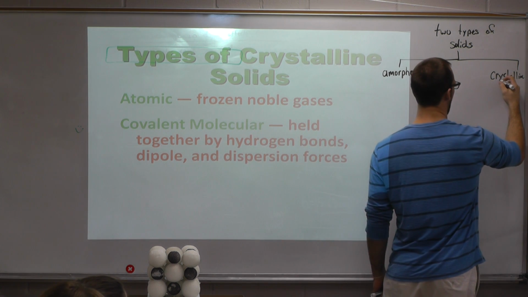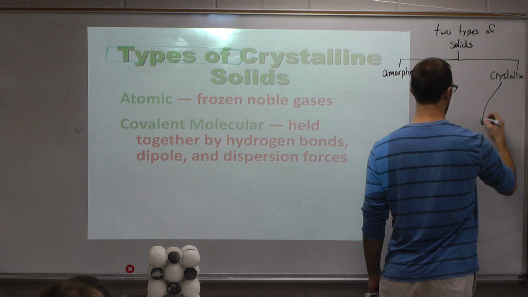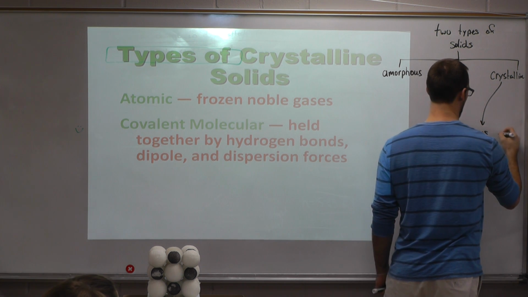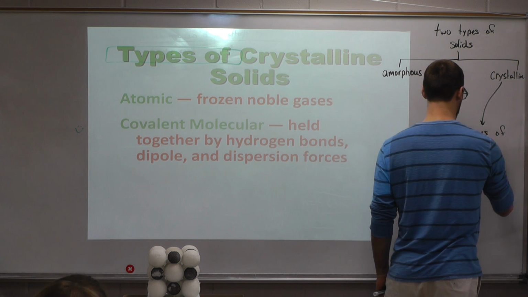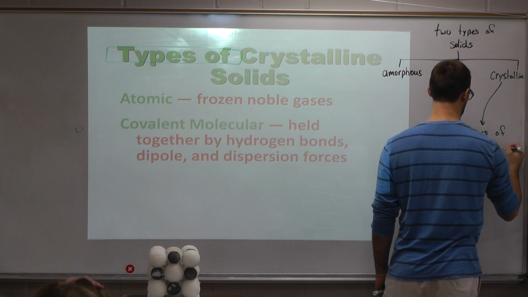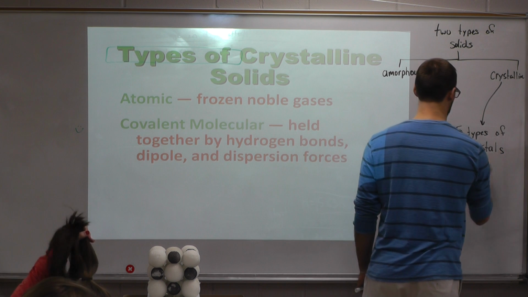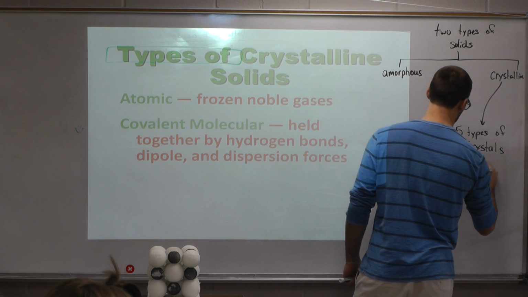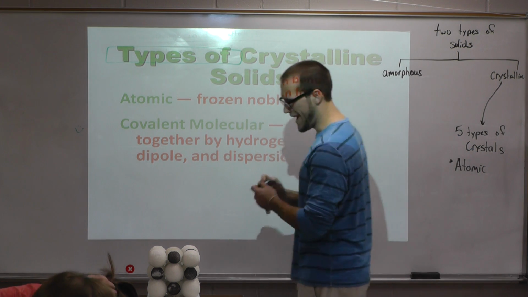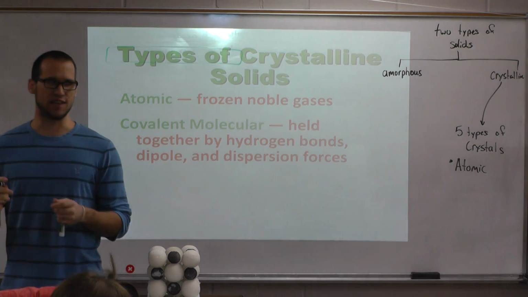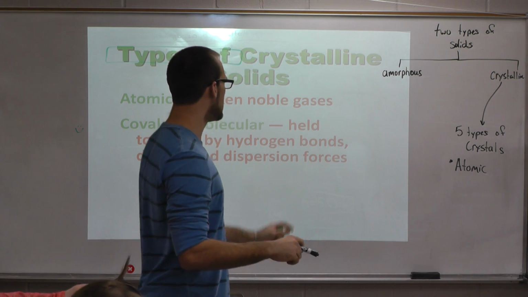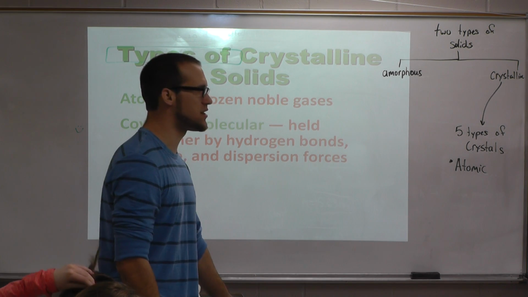Then there are five types of crystalline solids. Your first type is your atomic. The reason why I specifically talked about lattice points earlier is because each of these is going to have different things at its lattice points.